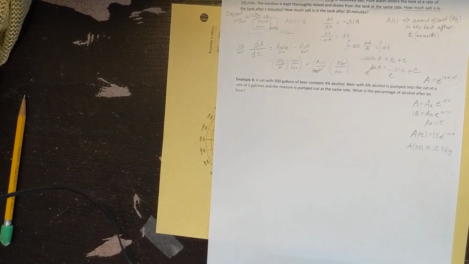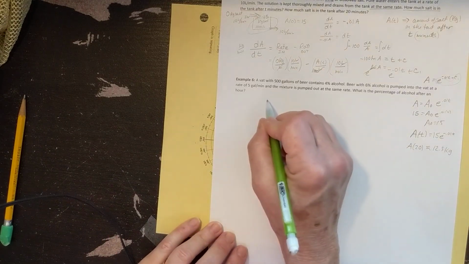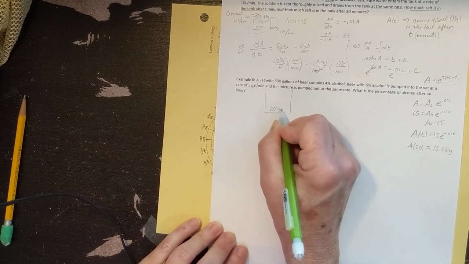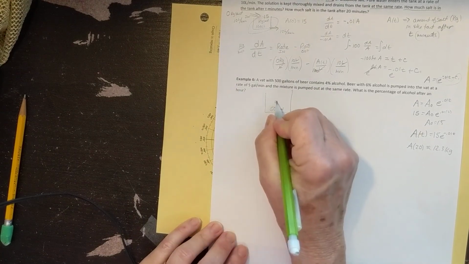A vat with 5,000 gallons of beer contains 4% alcohol. Beer with 6% alcohol is pumped into the vat at a rate of 5 gallons per minute, and the mixture is pumped out at the same rate. What is the percentage of alcohol after an hour? Okay, so to do this one, again, we have a tank, and it's got 5,000 gallons of beer with 4% alcohol.